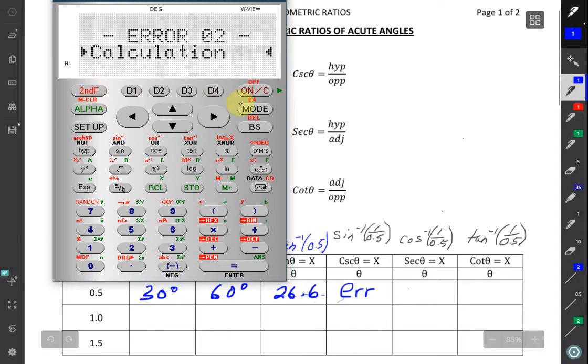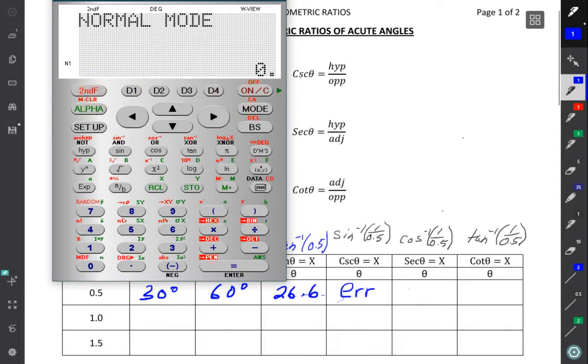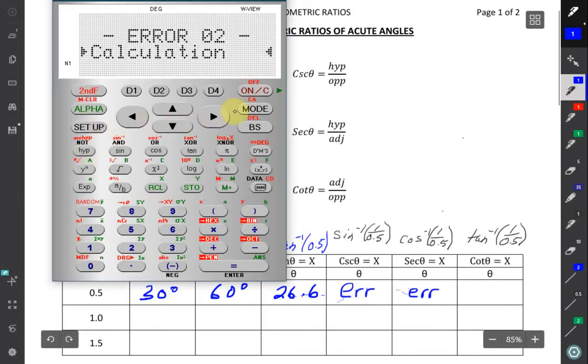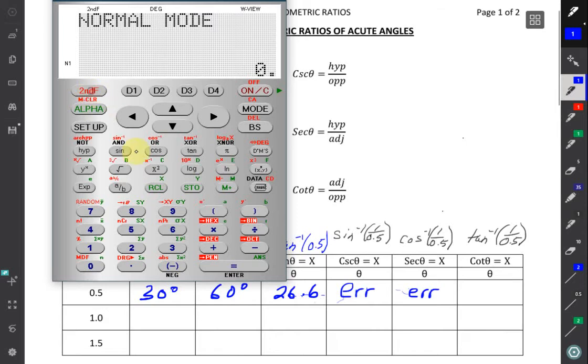Then the inverse cos, second function, cos 1 divided by 0.5. And that also gives us an error. And then finally the tan, second function tan 1 divided by 0.5. And that gives us a value, that gives us 63.4.